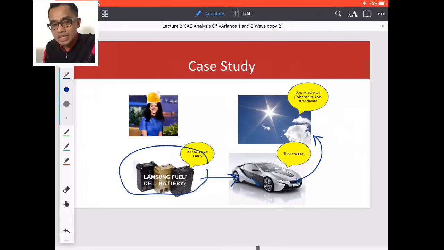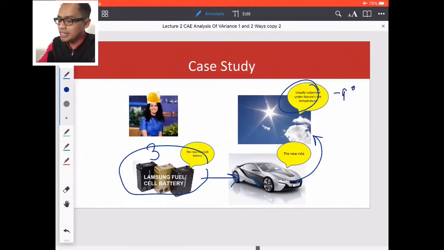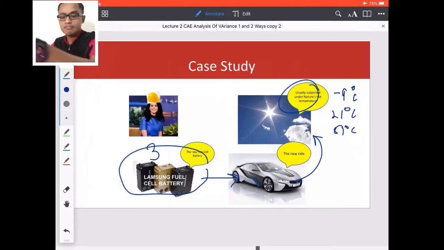So with this, you have 2 factors, the temperature and the batteries. The car is the same. Okay, the batteries. So we will subject this into 3 types of batteries, type 1, type 2, type 3, and 3 different temperatures: -9 degrees Celsius, 21 degrees Celsius, and 51 degrees Celsius. Coldest, normal, and the highest.